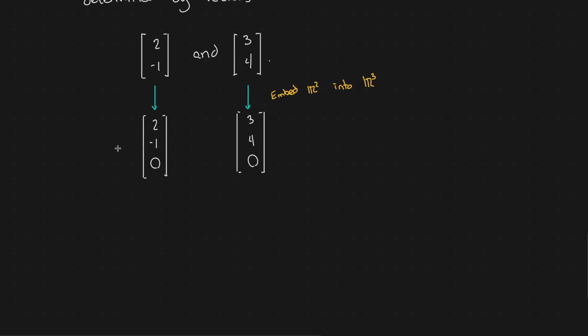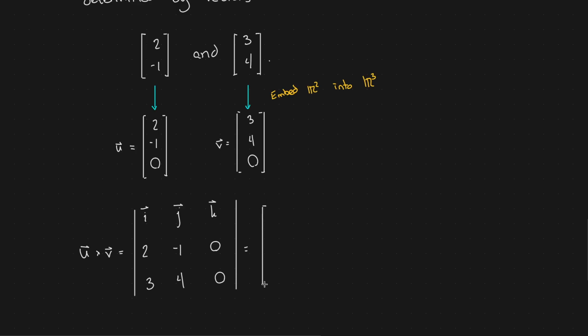So let's call this vector u, and this vector v. I'm going to take the cross product of u and v. The components of u are 2, negative 1, 0. Components of v are 3, 4, 0. And if I take their cross product super quick, for i, I'm going to get 0 minus 0. That's 0 for the i component. For j, I get 2 times 0, that's 0, minus 3 times 0, that's also 0.